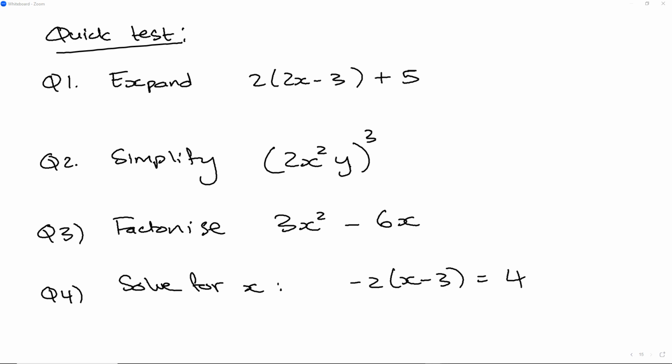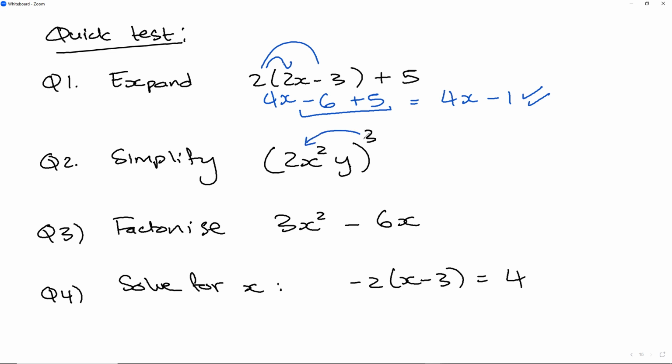Alrighty, let's go through each one of these now. The first one here, I'm going to go 2 times 2x, which is going to get me 4x. 2 times negative 3 gets me negative 6. And I'm just going to bring the plus 5 down, simplifying negative 6 plus 5 using integers carefully to get 4x minus 1. Well done if you got that.